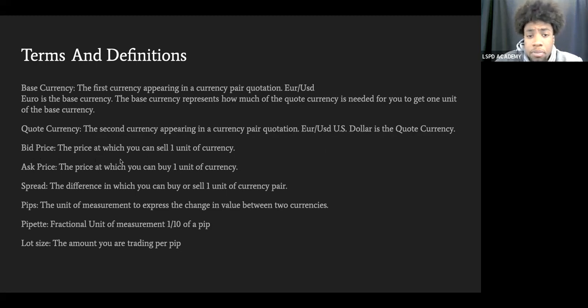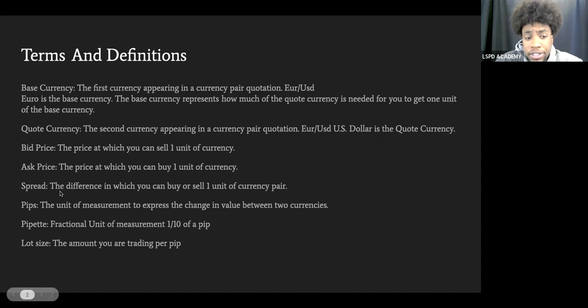Bid price. So the bid price is the price at which you can sell 1 unit of a currency. Remember how I told you you can buy or sell in the foreign exchange market? Well, in reference to when you want to sell, that means you're looking at your bid price, right? Ask price. Your ask price is the price at which you can buy 1 unit of currency. So when you want to buy 1 unit of currency in the foreign exchange market, you're looking at your ask price, and that's going to tell you at what rate you can buy this unit.